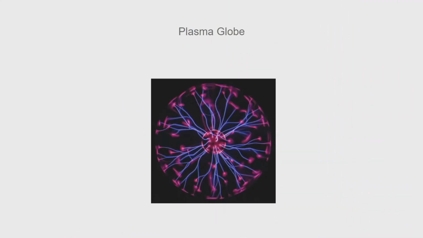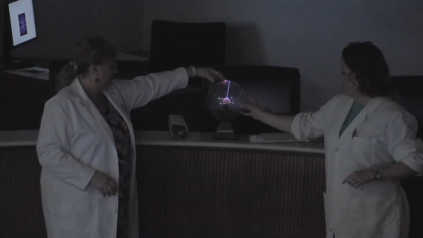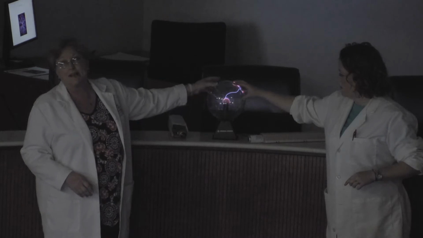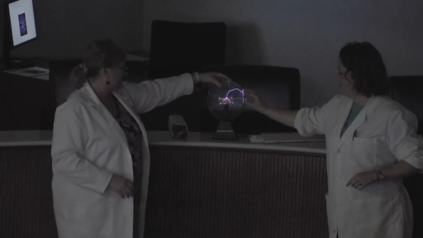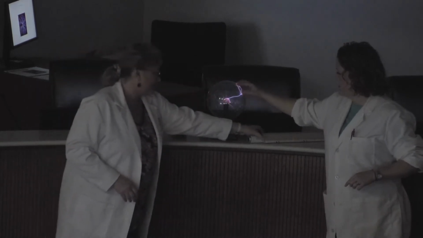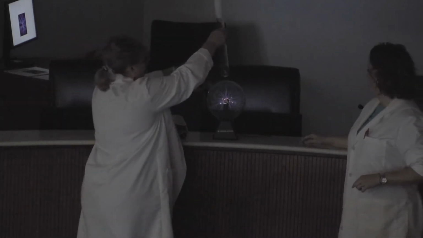All right, our next is the plasma globe, and we're going to turn the light out for this one so that you can see it a little bit better. This is not actually real plasma, by the way. I think this is a type of halogen gas. I'm not sure which one. But you can see that the energy is being transferred.